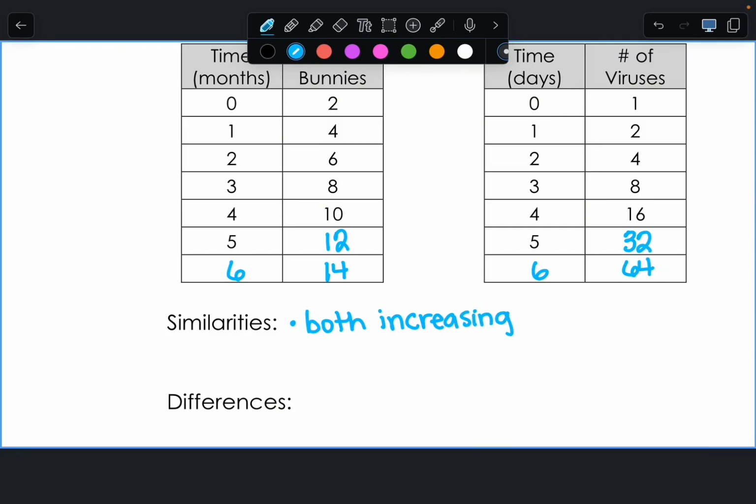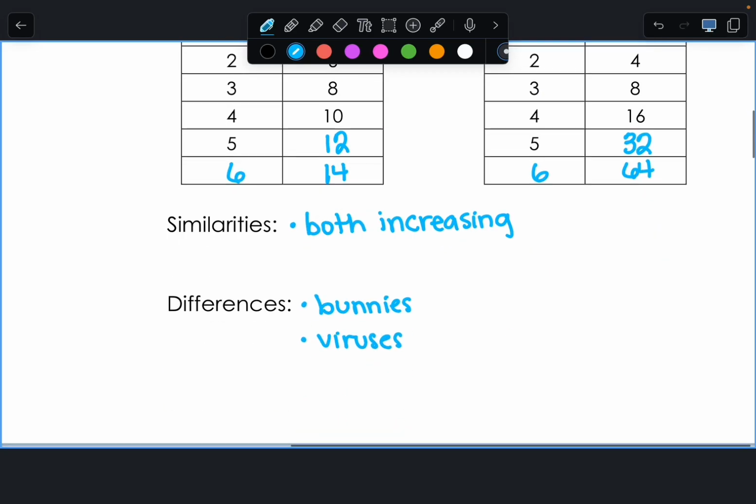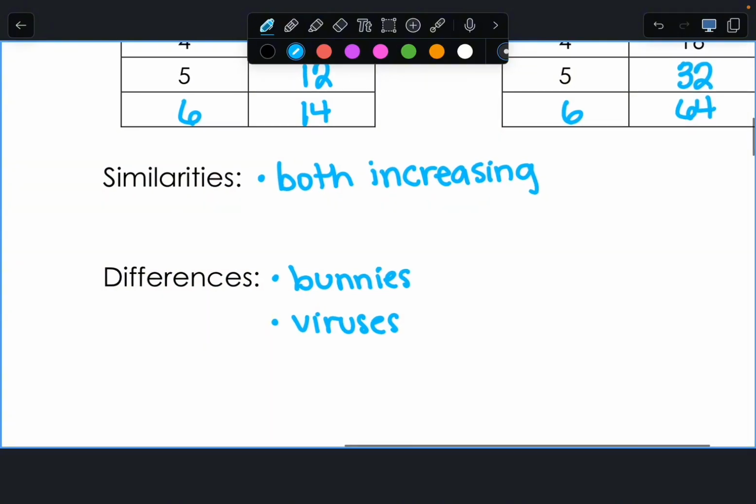Now, they're both increasing differently. What's the difference between the bunnies and then the viruses? Adding 2 and multiplying by 2. One of them is adding 2, one of them is multiplying by 2. Now, we've talked about the difference of adding 2 every single time and multiplying by 2. If you're adding the same number every single time, what's going to happen?